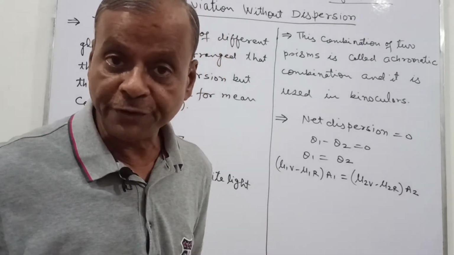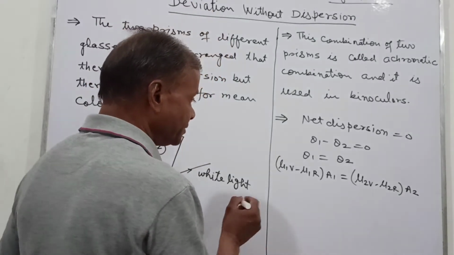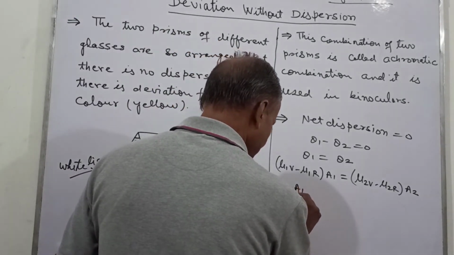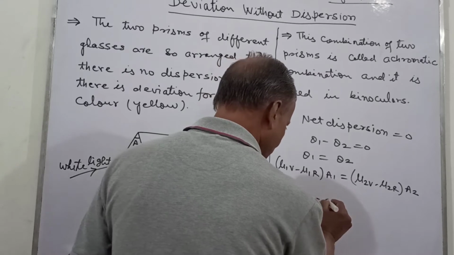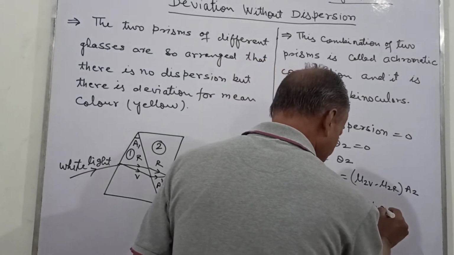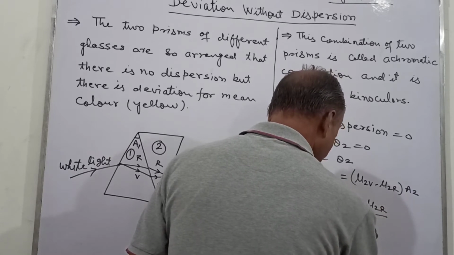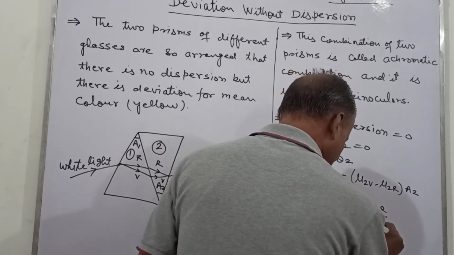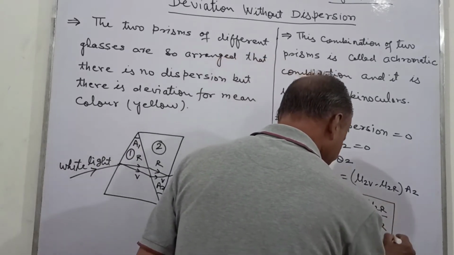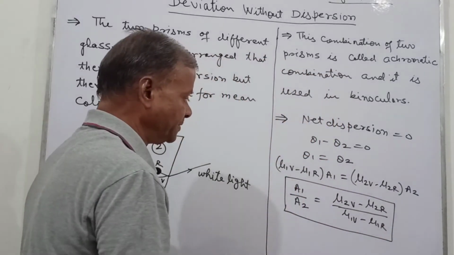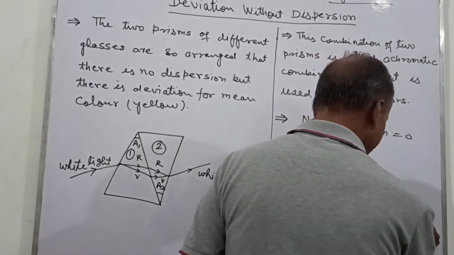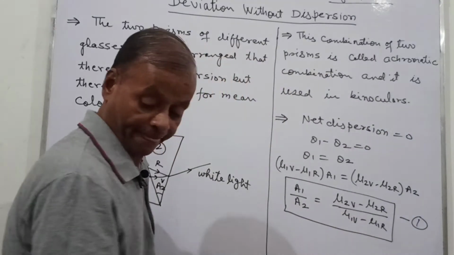And now using the relation, we can have A1 upon A2 is equal to (mu2b minus mu2r) upon (mu1b minus mu1r). This is one more condition, that the angle of the prisms must be like this one. So this is now number 1.